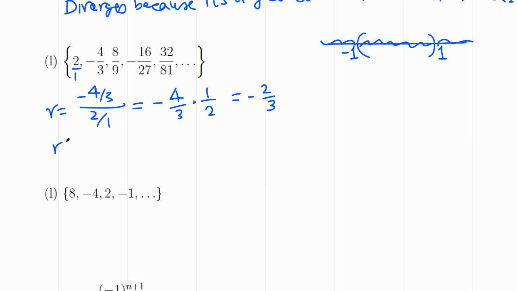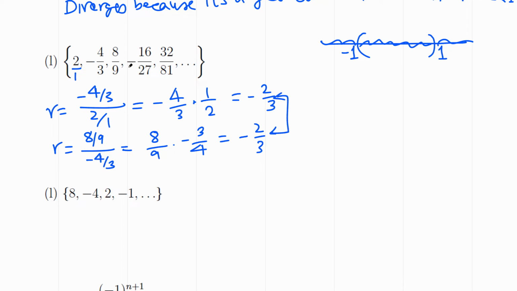Let's look at the same thing from third and second. Third, 8/9, divided by negative 4/3. If we simplify, this flips, so 3/4. 4 times 2, with the negative sign, 3 times 3, so negative 2/3. We got the same thing. So this is indeed a geometric sequence with common ratio negative 2/3.